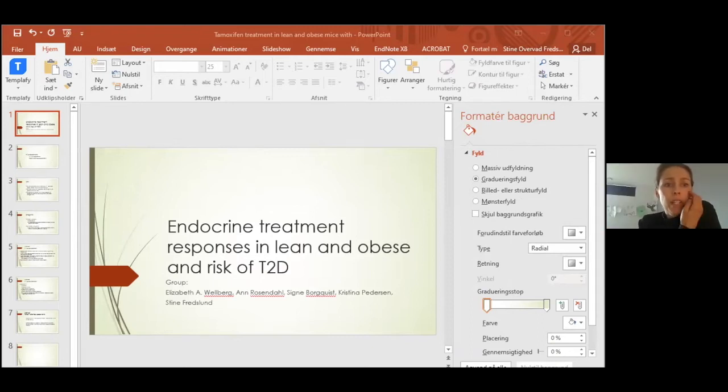We had some very interesting discussions and found out that we all have great ambitions concerning these topics. So the hard part was to narrow it down. We all worked with breast cancer and agreed that there's a knowledge gap concerning tamoxifen treatment effect and adverse effects, including development of diabetes. Therefore, we would like to design a preclinical study on endocrine treatment response in lean and obese and risk of type 2 diabetes.